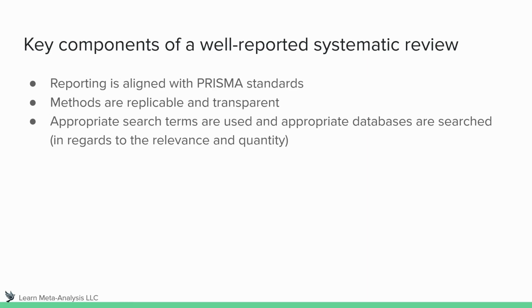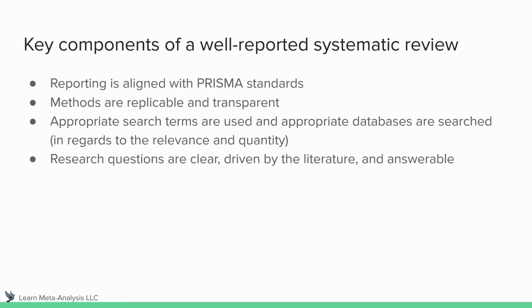One of the things I'm looking for is that appropriate search terms have been used and appropriate databases are searched. What I mean by that is not only in regards to the relevance of these search terms and the relevance of the databases. That is by far really important, but we also need to make sure that the coverage is there. I have the word quantity on the screen, but I think a better term might be coverage, in that we want to make sure these search terms and the database searches are comprehensive. We don't want to just search one database unless there's a very specific reason for that. We want to make sure that we are locating all of the studies when we're trying to conduct a comprehensive review like a systematic review or meta-analysis tends to be.